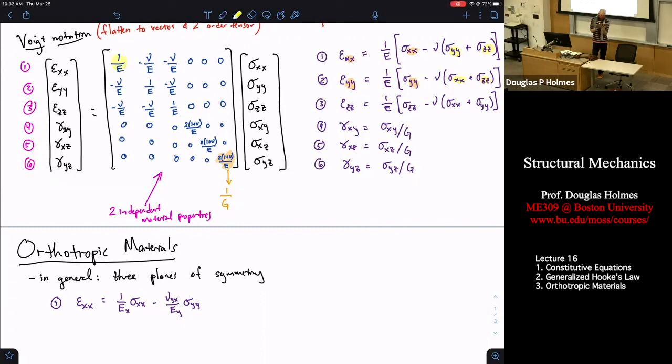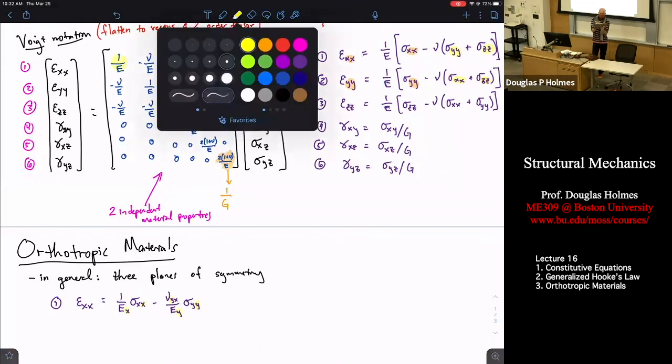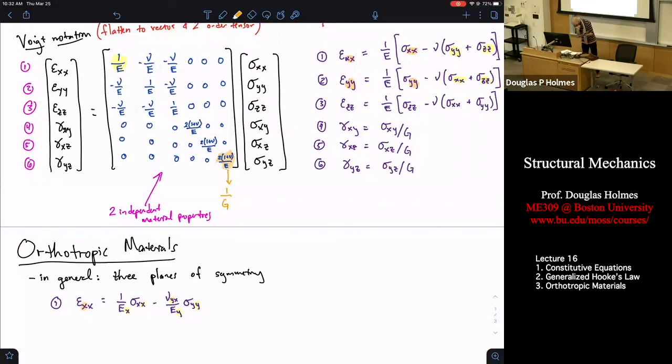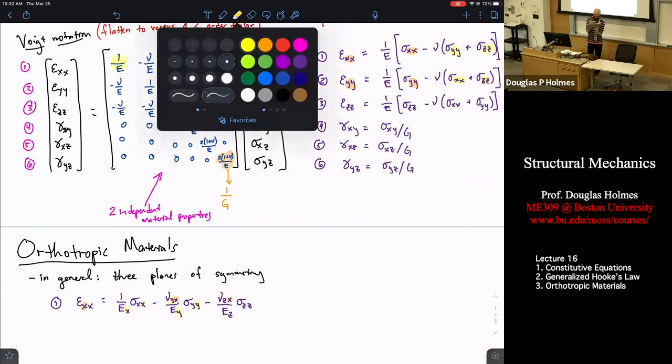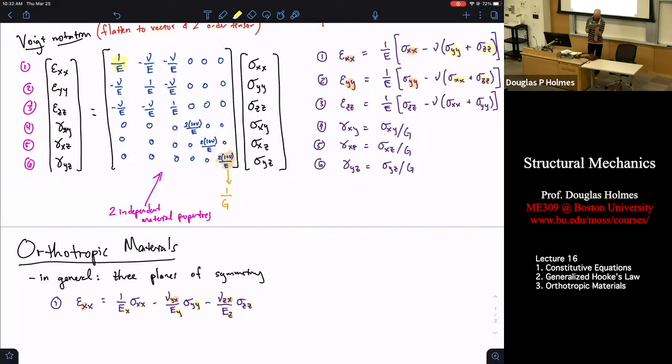Now it's pretty clear why we should match modulus to stress, modulus to stress, Poisson ratio. The key difference here is this is the strain in x. And so we're going to have the Poisson ratio be in the yx direction. We keep going. Poisson ratio in the zx direction over the modulus in z times the stress in z. Again, same thing. So it's actually not that much worse. We just have additional material constants that we need to measure.